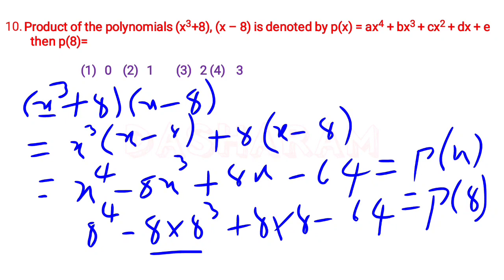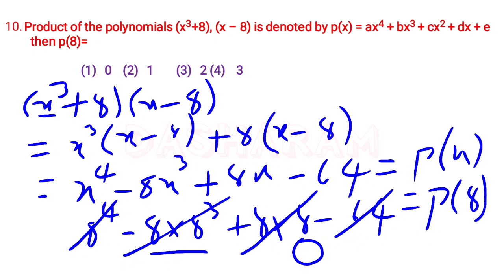Here 8 into 8 cube is 8 to the power of 4. So plus 8 to the power of 4 minus 8 to the power of 4 cancel. And here 8 8s are 64, plus 64 minus 64 cancel. All terms are cancelled, then it is equal to 0. So p of 8 answer is 0. So option 1 is correct.